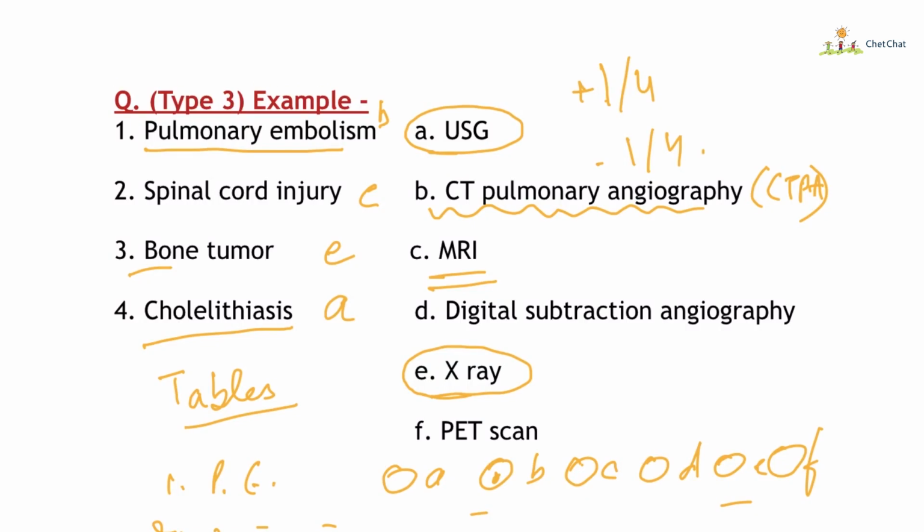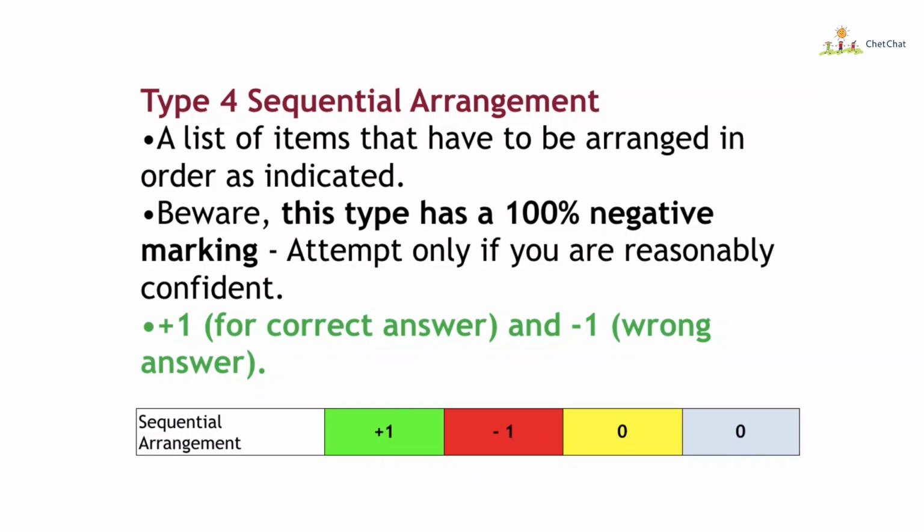Again, important for the preparation of this is go and read the tables that are given. They may pick up tables from textbooks which are already there, simple ones. Next here we have the type 4, which is the sequential arrangement. So a list of items will be given and the negative is -1. So this is something you need to be very careful about.